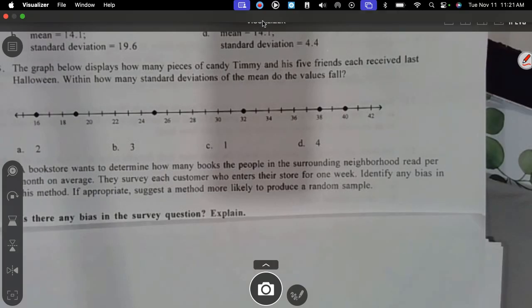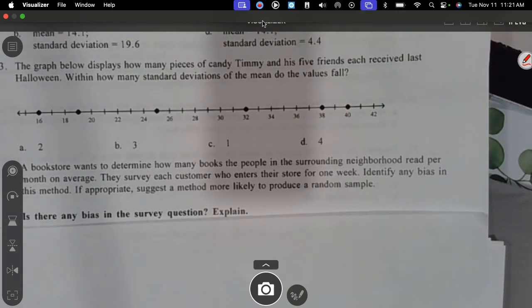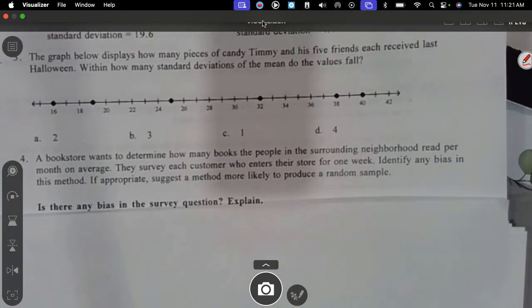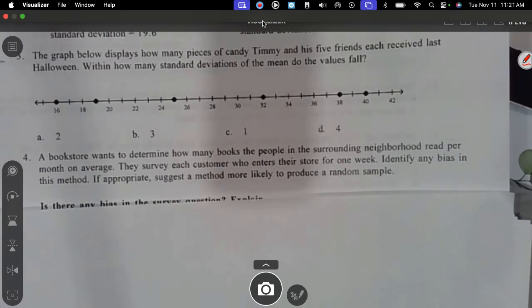Okay, the next one. These are taking a while. All right. A bookstore wants to determine how many books people in the surrounding neighborhood read per month on average. They survey customers who enter their bookstore for a week. Is there bias? Yes, there is bias, because they're in the bookstore. They read more than others. So suggest a method more likely to produce a random sample.